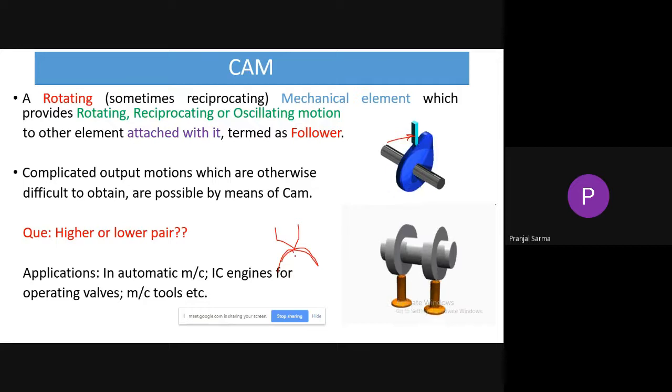Okay, and let's consider this is the cam. So here, if you think in terms of 2D, this is the point contact that is there. Now if you extend it to the 3D view, throughout the thickness of it the contact is there, so it's a kind of line contact. Line contact makes it higher pair or lower pair?